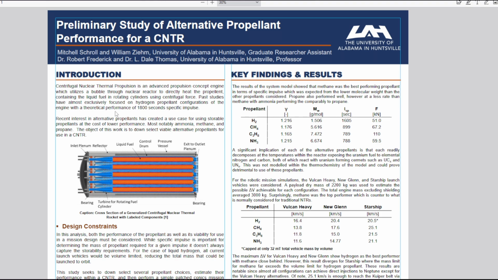So we have this centrifugal nuclear thermal propulsion system. And just by the name, you know that it's going to be trying to move something to the edge of something by rotating it, because that's what centrifugal is. So it's an advanced propulsion concept engine which utilizes a bubble through nuclear reactor. I'm not entirely sure about that phrasing, but to directly heat the propellant.